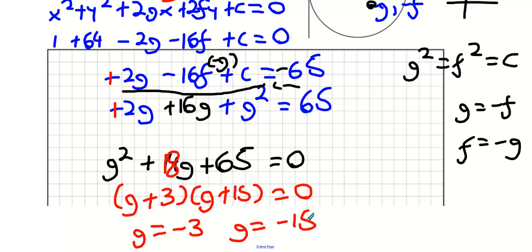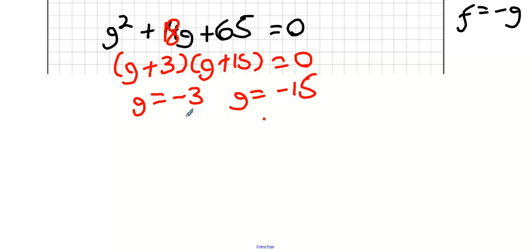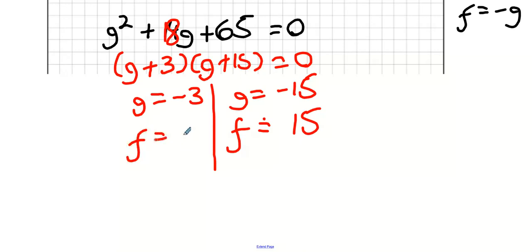And then after that, G equals minus 3 or G equals minus 15. All right. Now, we're going to have to get the F then. What's the F? So if G is that, F's just the opposite, isn't it? So F will be 15 and what else? 15 and 3, is it?